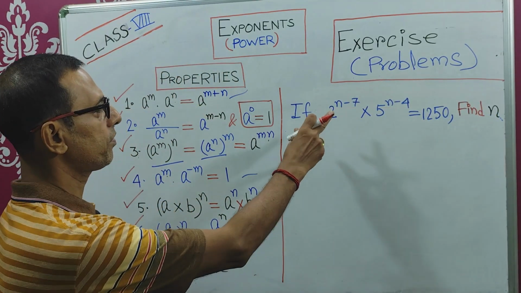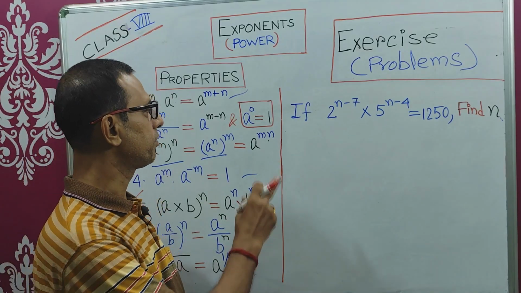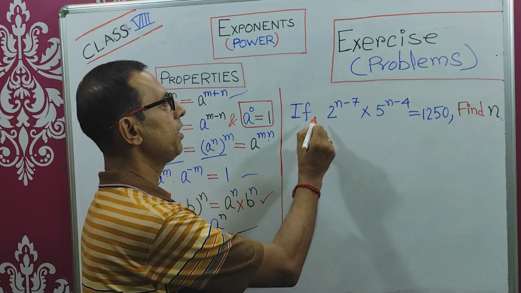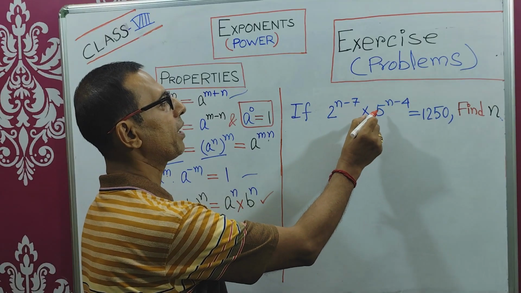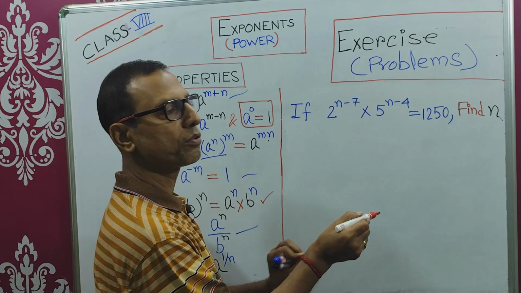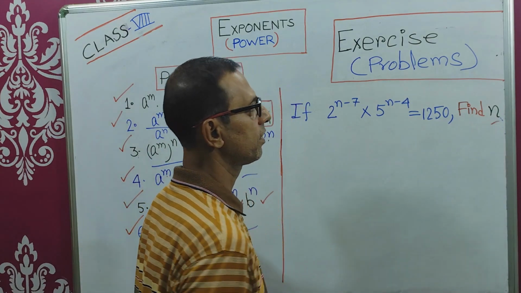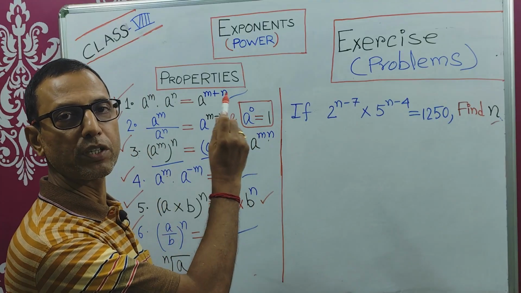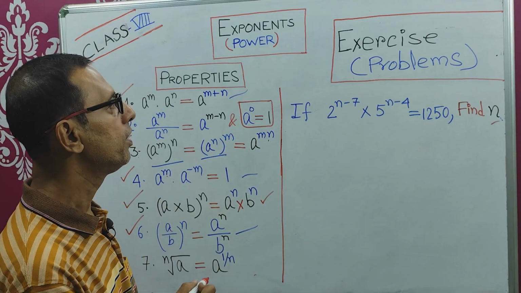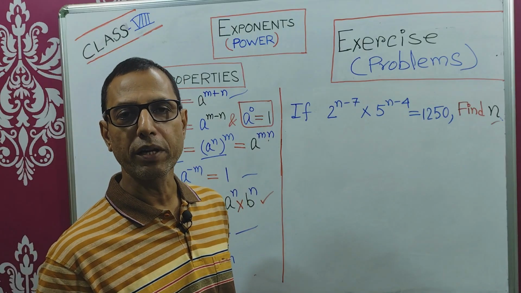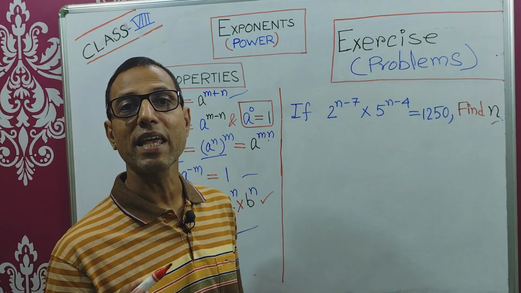Okay, this is a very good example where you will utilize the properties of exponent. If 2 to the power n minus 7 into 5 to the power n minus 4 equals 1250, then you need to find out the value of n. As I already said in my earlier video on exponential power, you can compare the powers or exponents only when you have the same base.